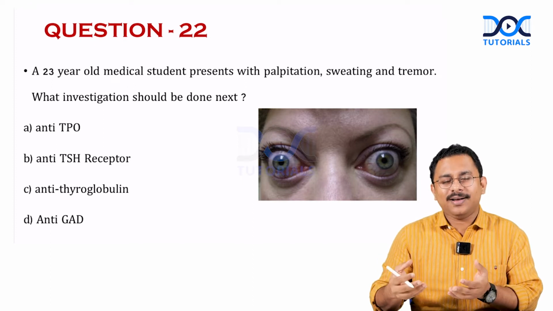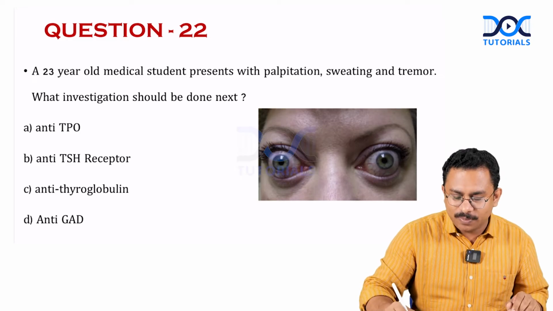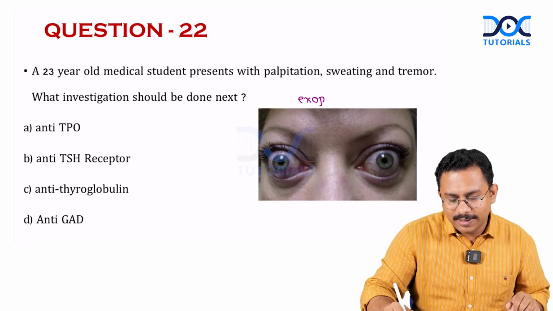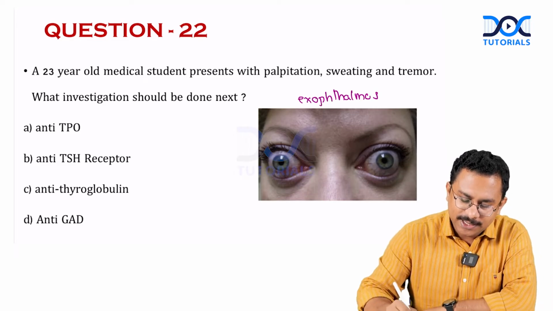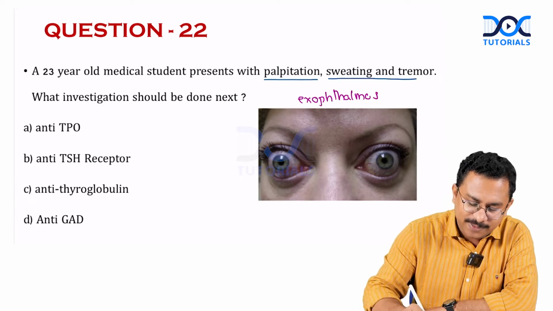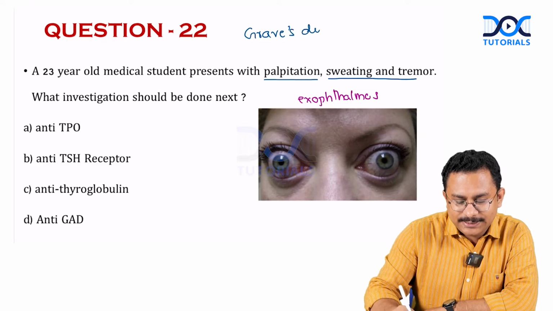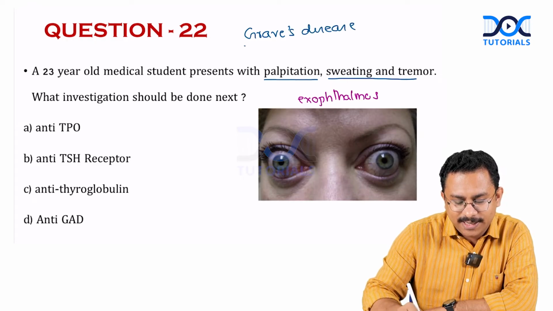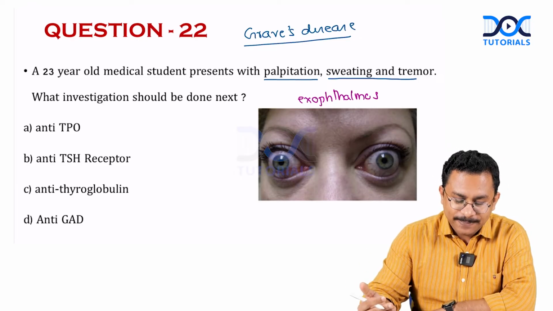They had shown an image of exophthalmos as well. So that is what the students told me in the recall. Exophthalmos image also was there. So it's quite straightforward that in this patient presenting with palpitation, sweating, tremor and exophthalmos, you are possibly considering Graves' disease. Okay, you're possibly considering a hyperthyroid state. Commonly in this age group, you may get a Graves' disease.